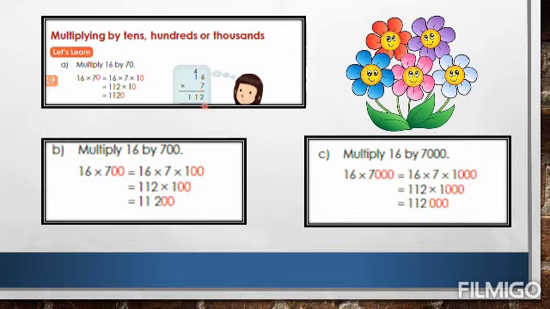So again, class, when we multiply, we always start with the rightmost number, which is the ones digit. So 6 times 7 is 42. Carry the 4 to the next number on the left, and then bring down the 2.